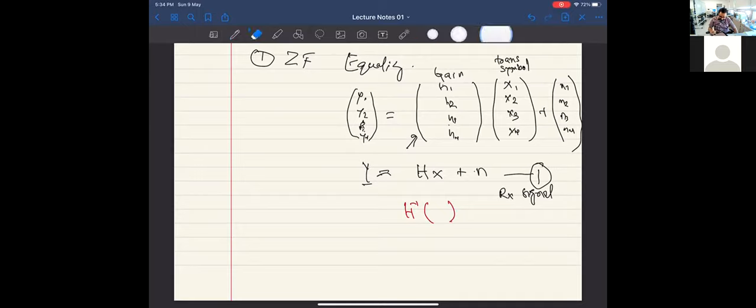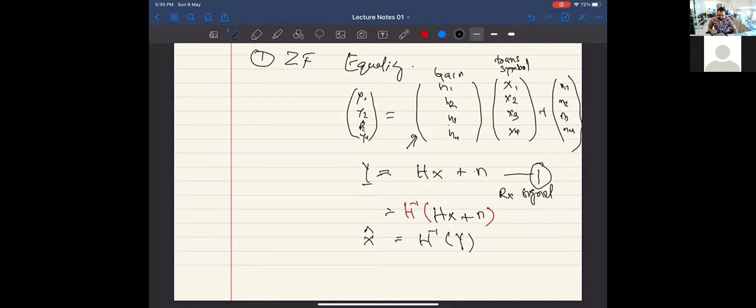We have to create H inverse of what we receive, Hx plus n. This whole thing is H inverse of y, and this is your estimated symbol. Let's denote it by x hat. So x hat is your estimated symbol, and it is equal to H inverse, which is something like an anti-noise and anti-error term, times the signal that you received already, denoted by y.